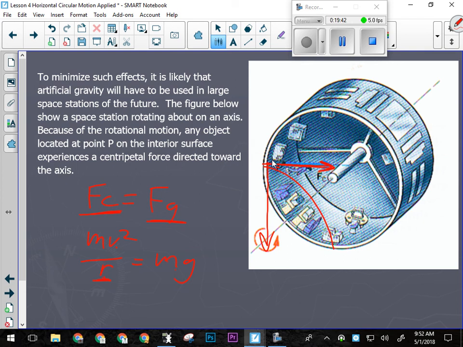All right, so anytime you're dealing with artificial gravity, it just sets up like this: Fc equals Fg. Unless they said you want it to feel like half gravity, then you would go half Fg, or twice gravity, then you would go 2Fg, or something like that.